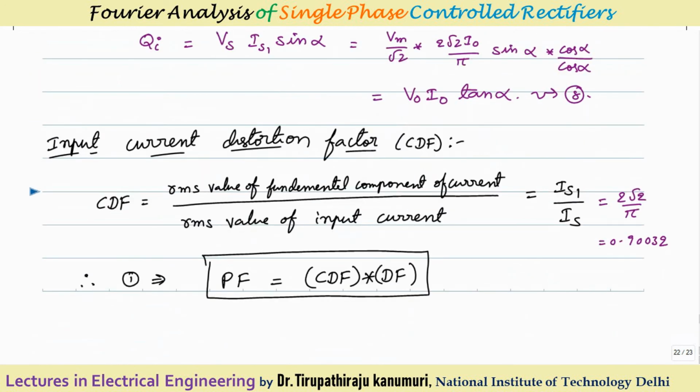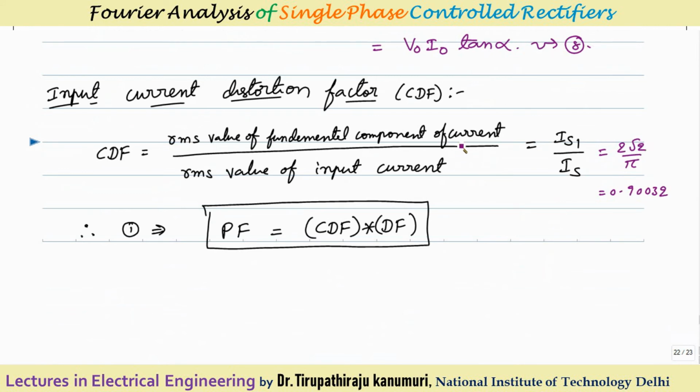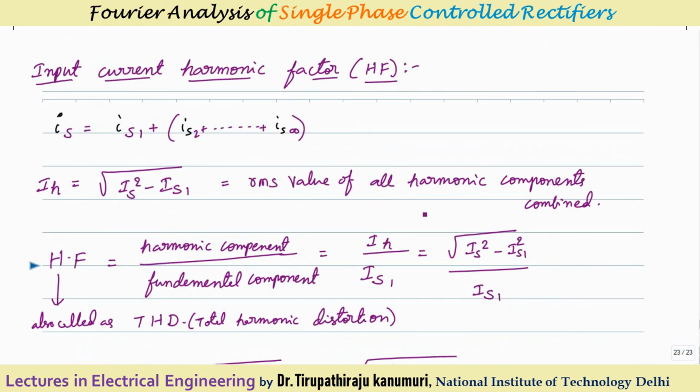So IS1 by IS is nothing but CDF. So CDF multiplied by cos alpha or cos phi is equal to the displacement factor. So we can calculate it in this way also. Now coming to the input current harmonic factor. Ideally my supply should only supply the fundamental component, but some higher order harmonic components or unwanted components are also supplied from your source.